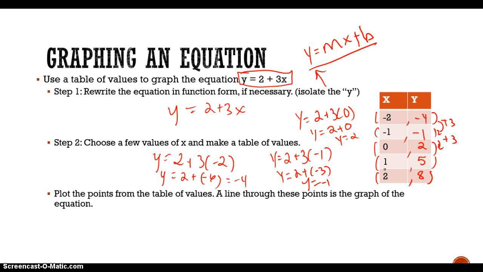Again, let's go over this. Step 1, rewrite it in function form, meaning isolate the y, get the y alone. Step 2, choose a few values, which we did, negative 2, negative 1, 0, 1, and 2, and make the table, which we did here. And now we're going to plot the points.